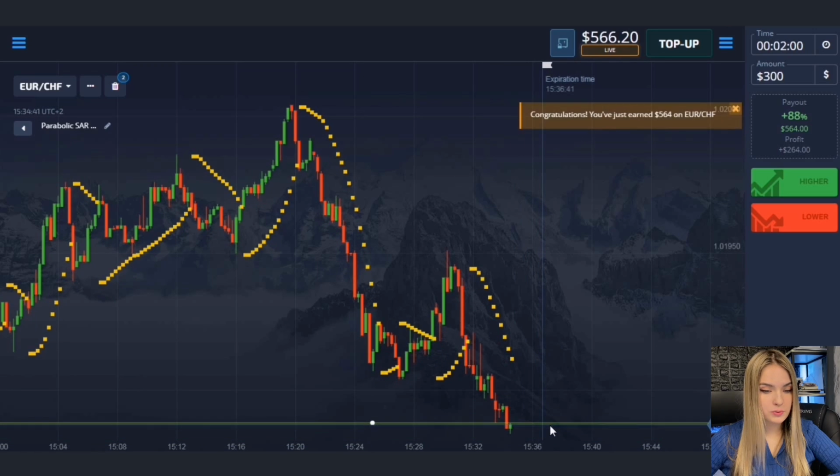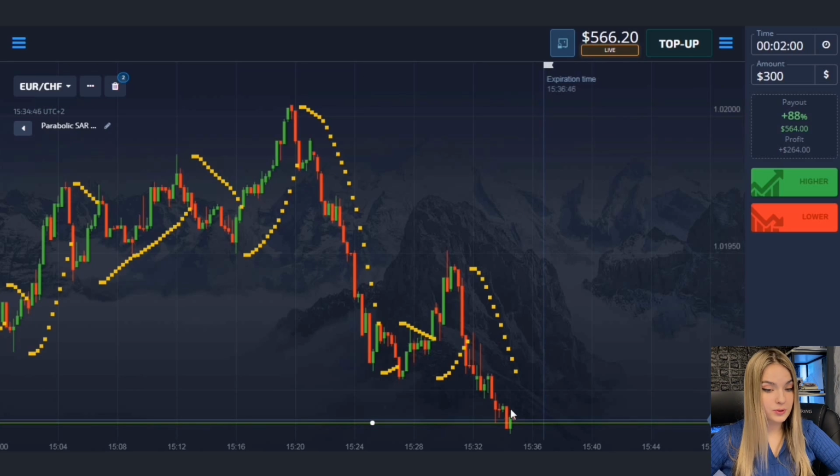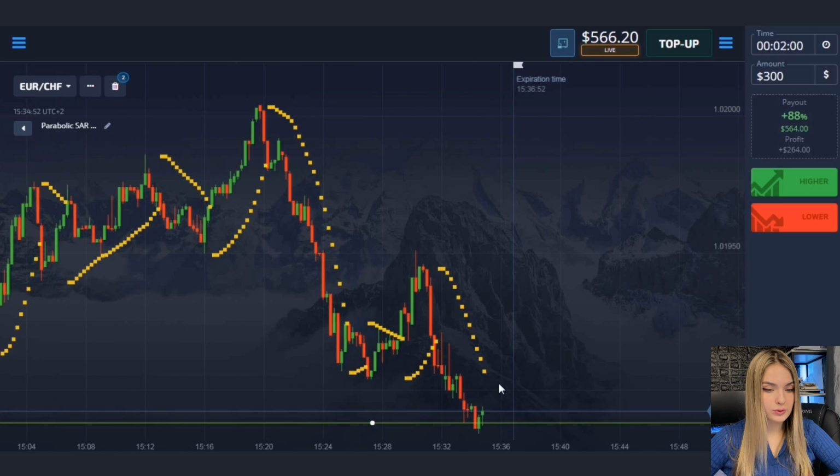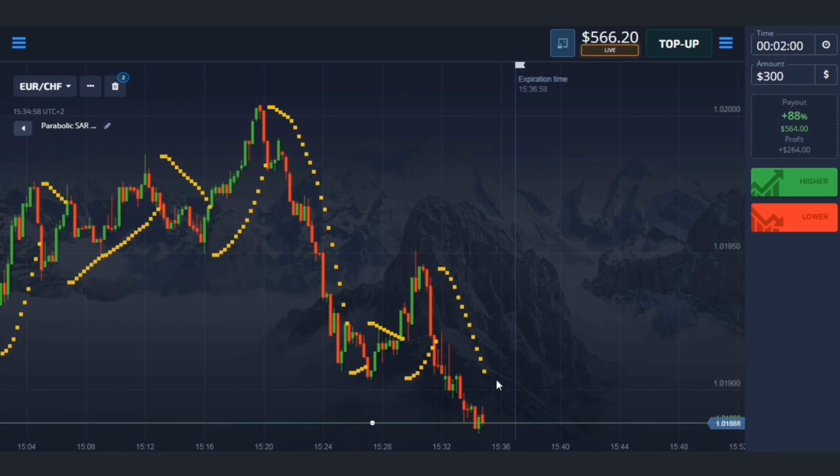Excellent friends, the price really continued its downside movement to this level, and here we are getting a really good confident profit. 2 minutes was just enough for us. Also, this indicator again suggested a good entry point to us and helped to determine the further price movement. Everything is going great. Let's continue to consider the following market situation.